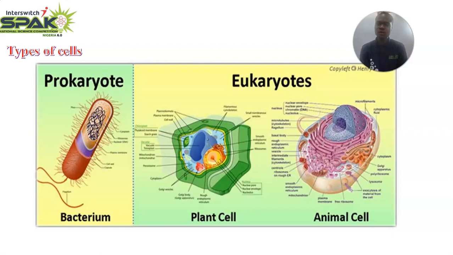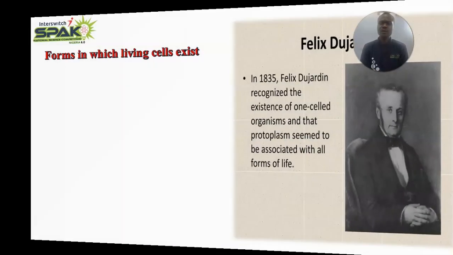An example of a prokaryotic cell, of course, is the bacterium. And examples of eukaryotic cells are the plant cell, the animal cell, even cells of protozoa and cells of fungi. They are eukaryotic because they have a true nucleus and they are covered by membrane.